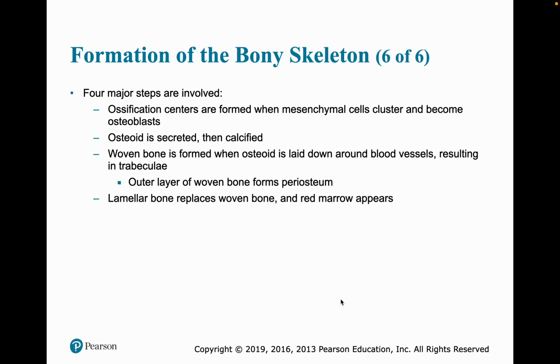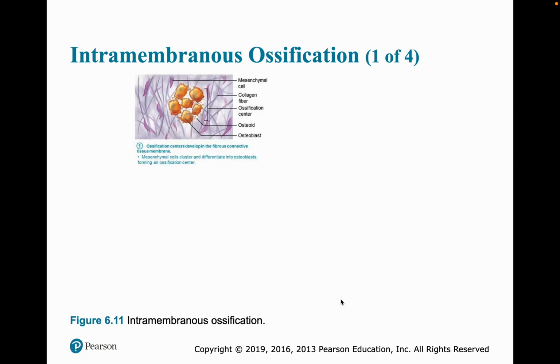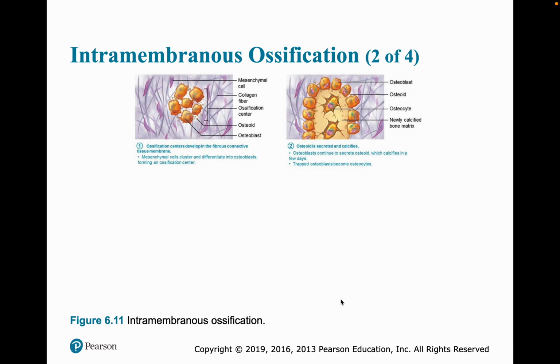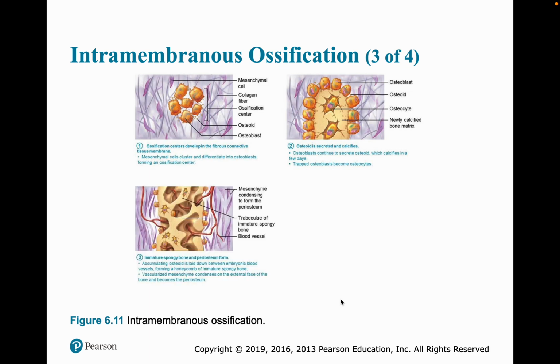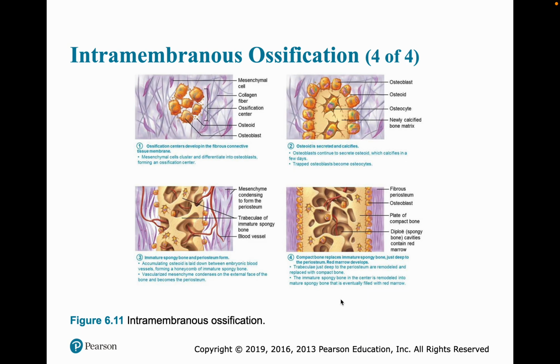Here we have 4 major steps. Ossification centers form when the mesenchymal cells cluster and become osteoblasts. Osteoid is secreted, then calcified. Woven bone is formed when the osteoid is laid down around the blood vessels, giving us the trabeculae. Outer layer is going to form periosteum. Lamellar bone replaces woven bone, and red marrow would begin to appear. So here we have an ossification center developing, spreading out until we get the trabeculae and then compact bone on the edges.